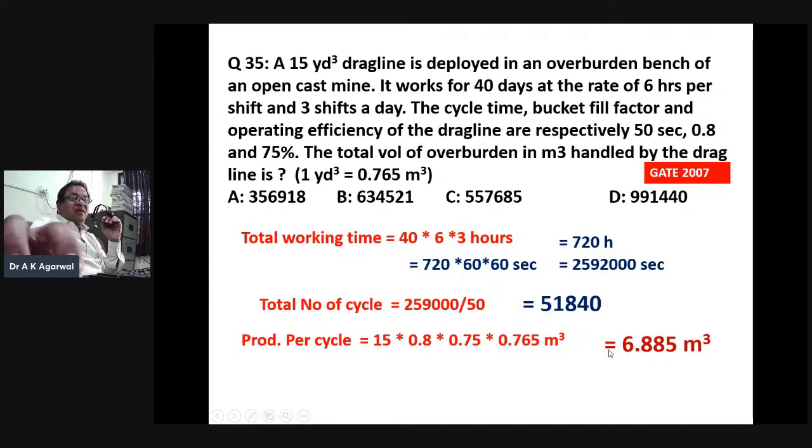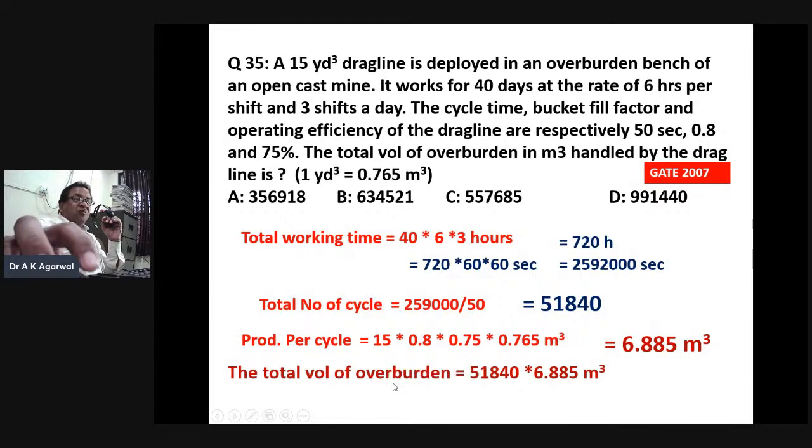So in one cycle, this will be the production, and total number of cycles are this much. So total volume of overburden is 51840 into 6.885 meter cube. This is equal to 356,918 meter cube. So total volume of overburden to be removed is 356,918 meter cube. This is done.